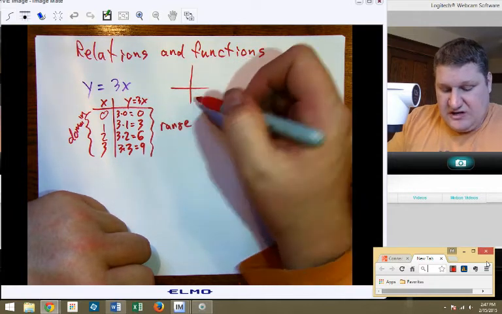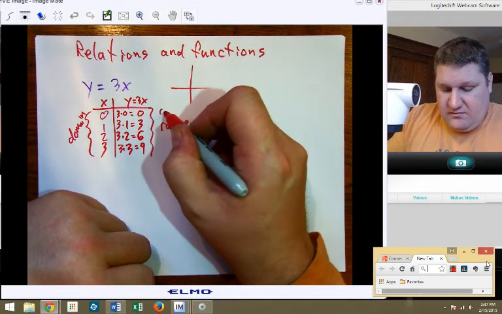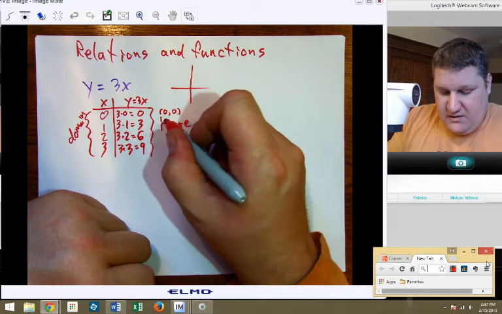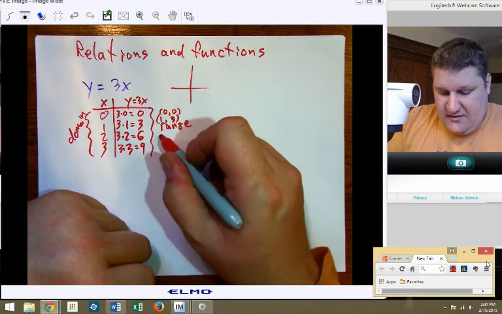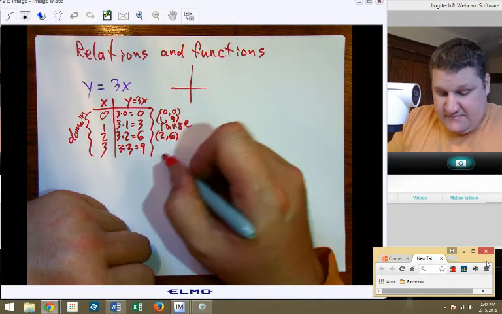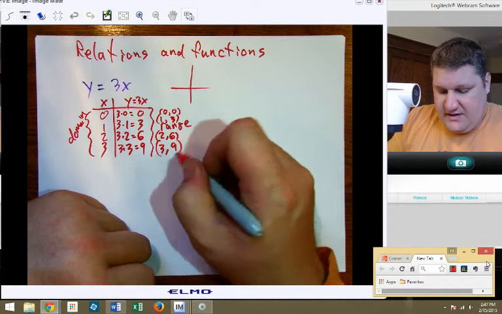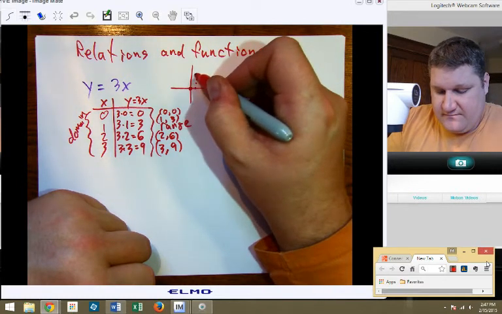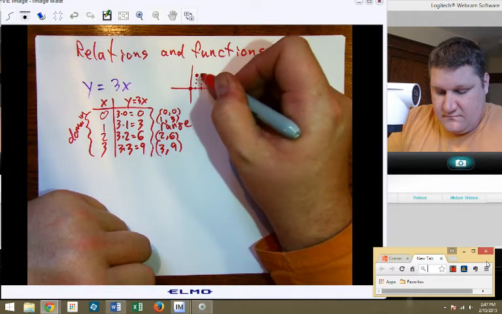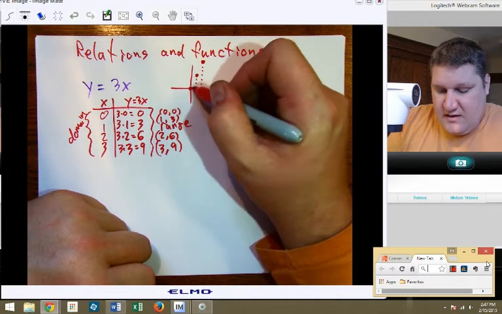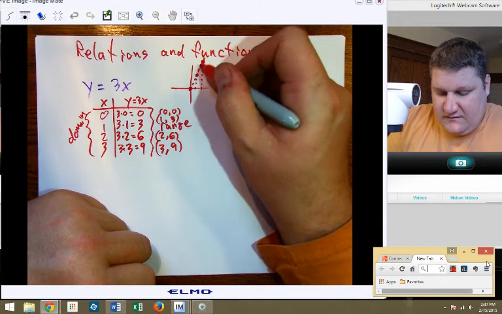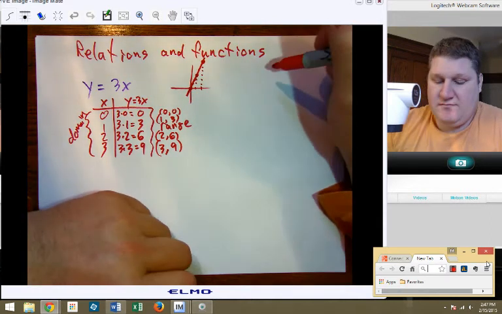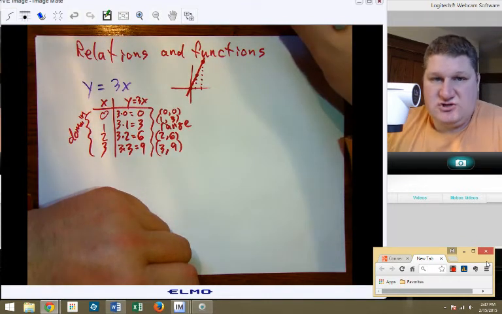One thing I could do is I could plot them. This would be 0, 0, because x, y. This would be 1, 3. Down here, I would have 2, 6, 3, 9. And I could begin plotting this relationship. And you'll notice I start getting this line going through here. Now we'll come back and talk about those in just a little bit. But this is a relationship.